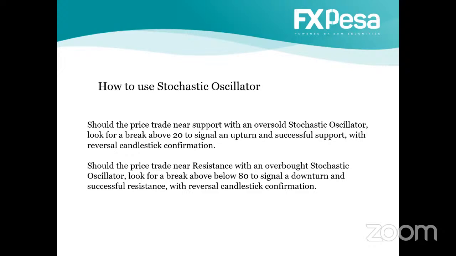Should the price trade near the resistance with an overbought stochastic oscillator, look for a break below 80 to signal a downturn and successful resistance with reversal candlestick confirmation. So we'll be using the percentage K and the percentage D.